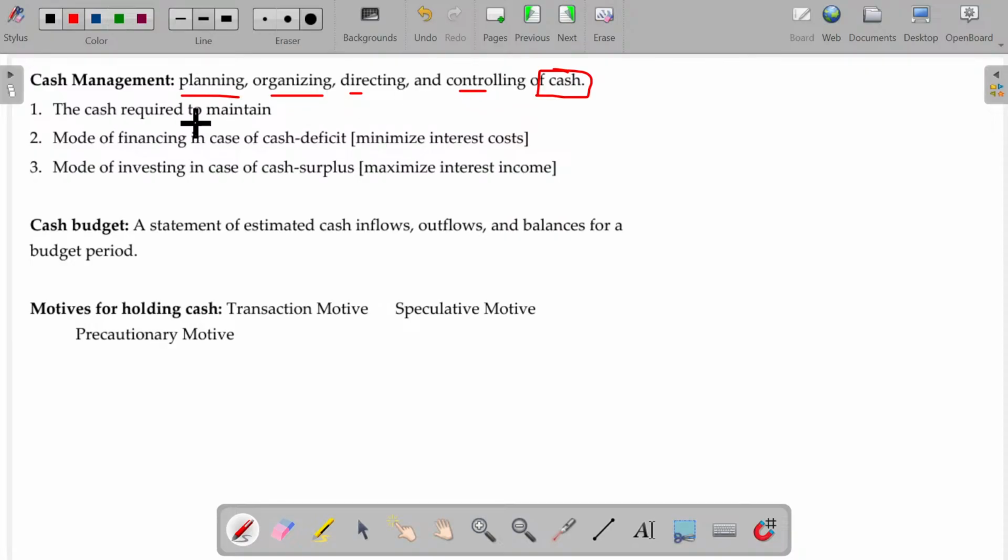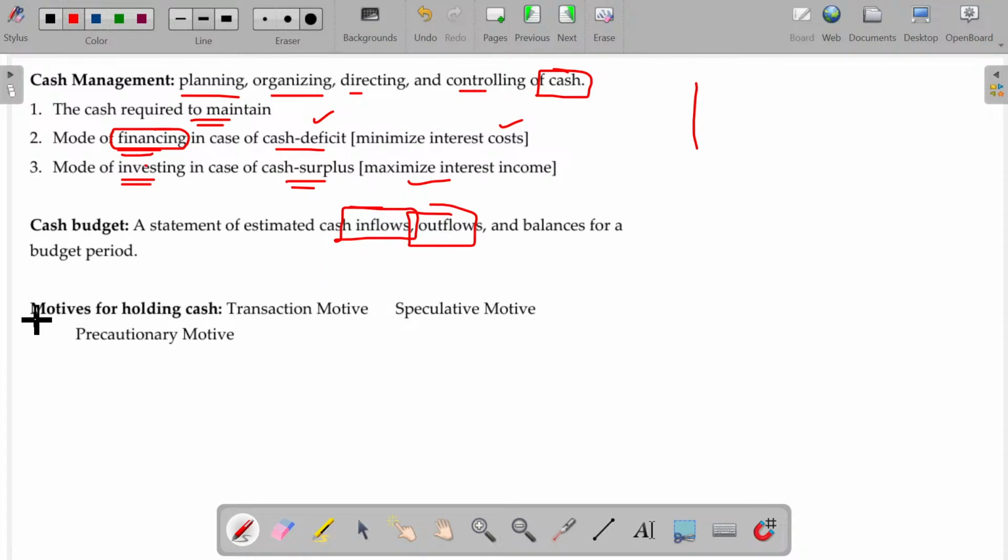How much cash is required to maintain? If the cash is in shortage, how can we finance? If there is any cash surplus, how can we keep that safe to generate income? Investing. For a cash deficit, our intention is to minimize interest cost in such a way that you can finance. In case of cash surplus, you can invest in such a way that you will get maximum interest income. So this is what cash management is about. Cash budget is nothing but a statement of inflow and outflow, finding the balance for every period.